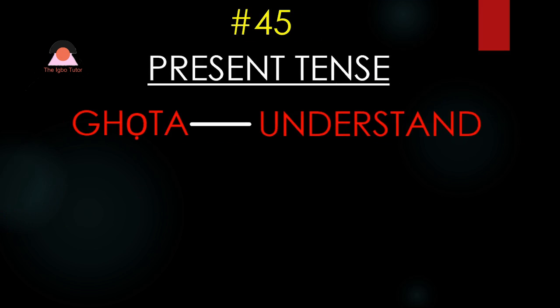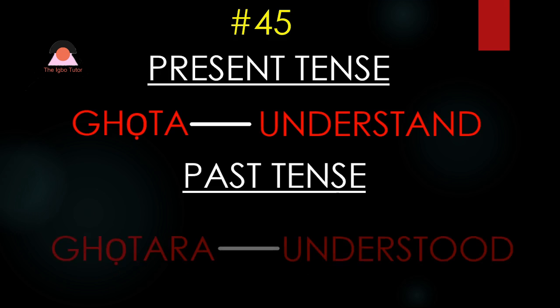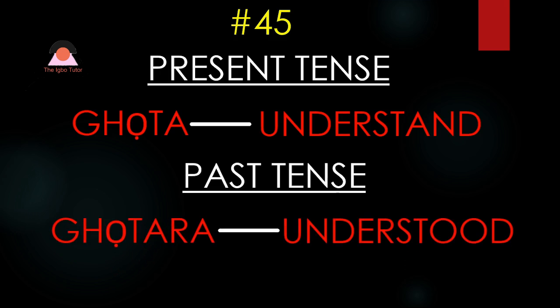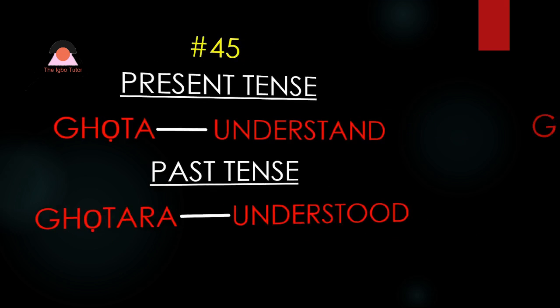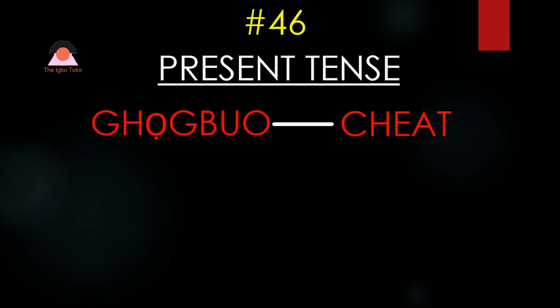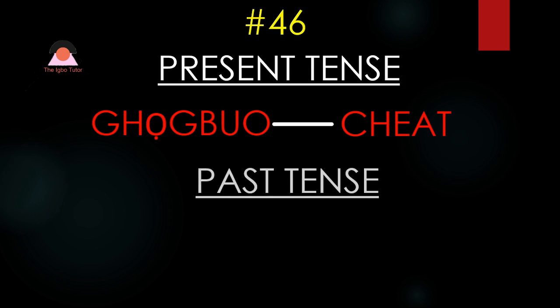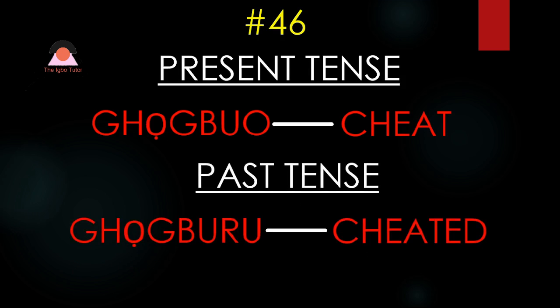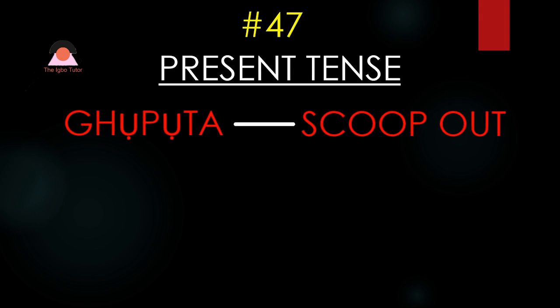Let's move on. 45 is rota. This is not gota, not G. GH is one alphabet. Rota, meaning understand. The past tense is rotara. Rotara. Understood. Let's go. 46. The verb is robuo. Robuo meaning cheat or deceive. Let's go on to the past tense of this. And that is roburu. Roburu, cheated. Let's go on to 47.